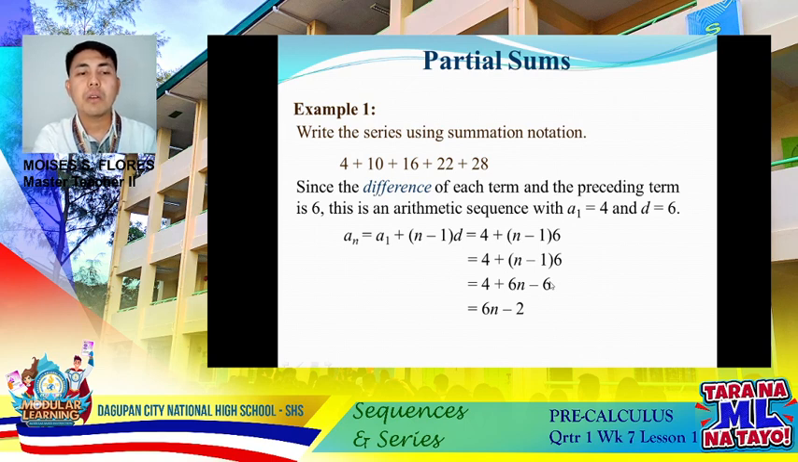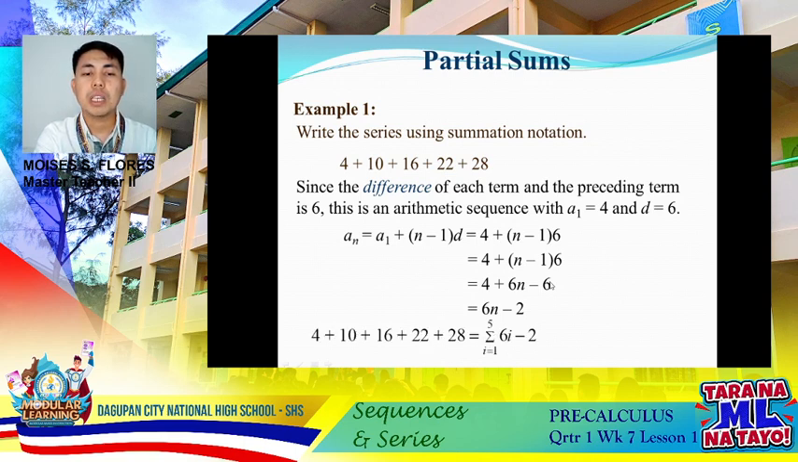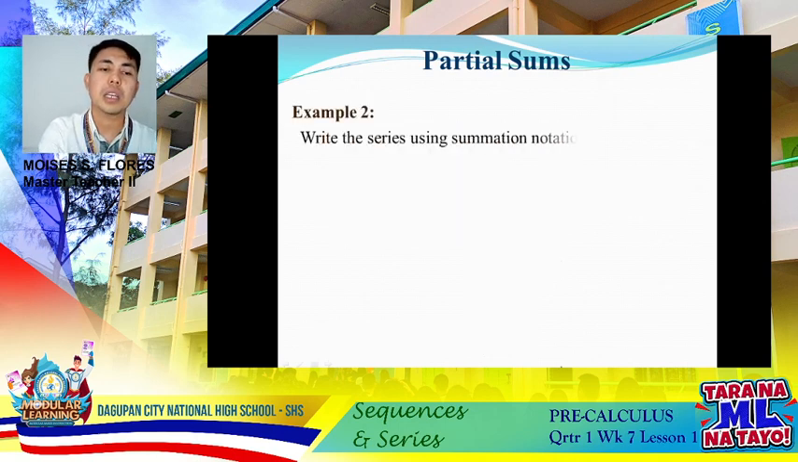This is now our summation notation of 4 plus 10 plus 16 plus 22 plus 28. So, therefore, the summation of 6i minus 2 as i goes from 1 to 5. This is now our summation notation. Okay, let's try another example.